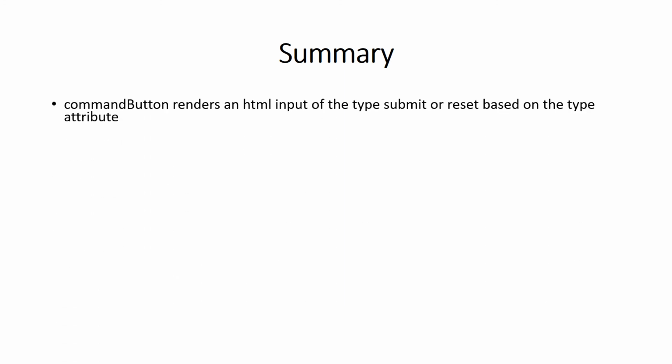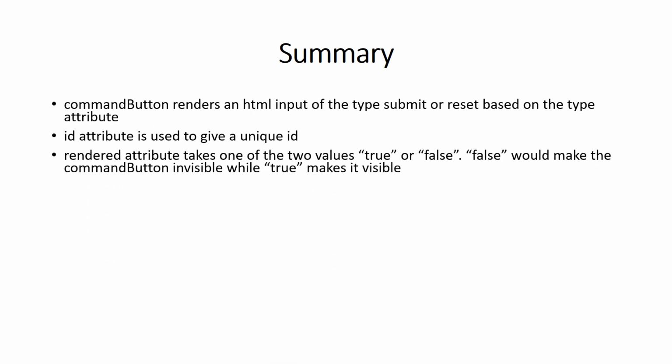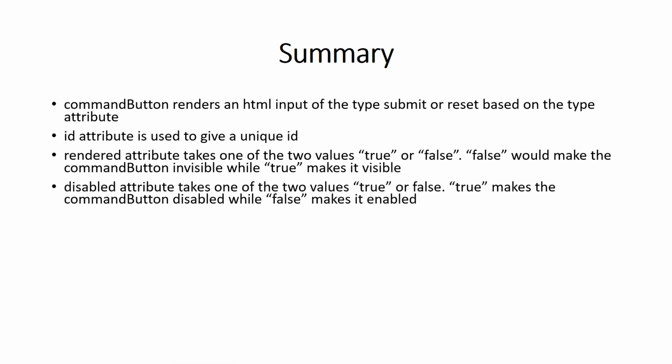So let's summarize what we did in this video. We came to know that command button renders an HTML input of the type submit or reset based on the type attribute. ID attribute is used to give a unique ID. Rendered attribute takes one of two values, true or false. False would make the command button invisible, while true makes it visible. Disabled attribute takes one of two values, true or false. True makes the command button disabled, while false makes it enabled.